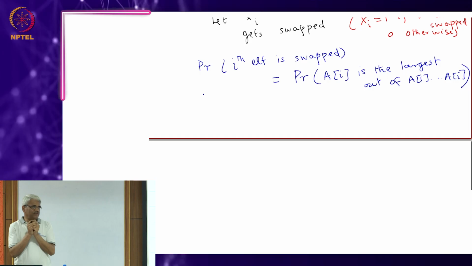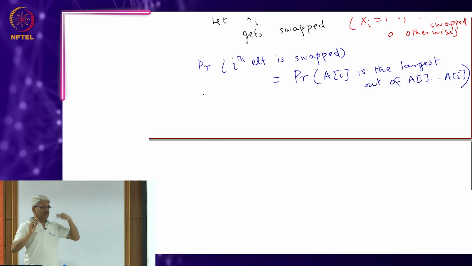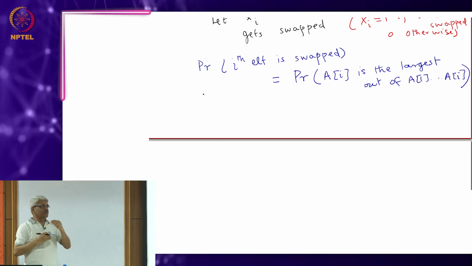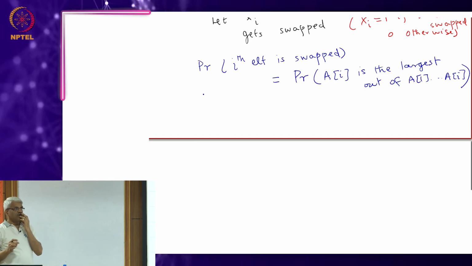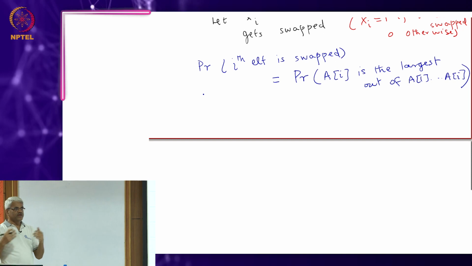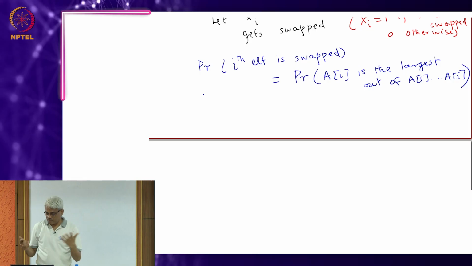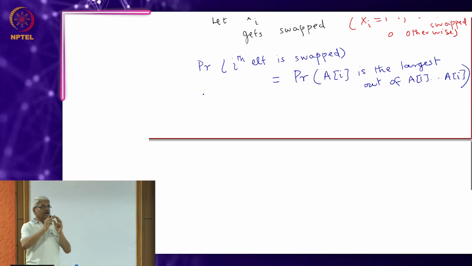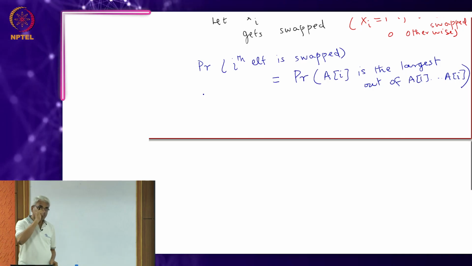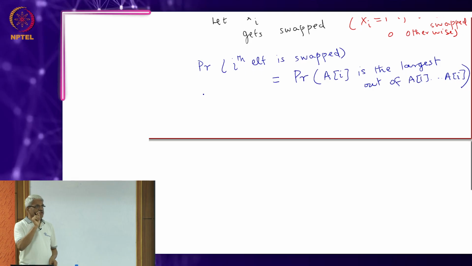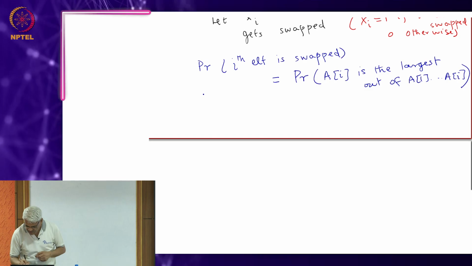If nothing else works, you can just do some brute force calculations. You know the probability is some numerator by denominator. So what is the denominator? All permutations, so n factorial. So this is the question: among all the permutations, there are n factorial of them. What is the probability that the ith element is the largest of the first i elements? So the denominator is n factorial.